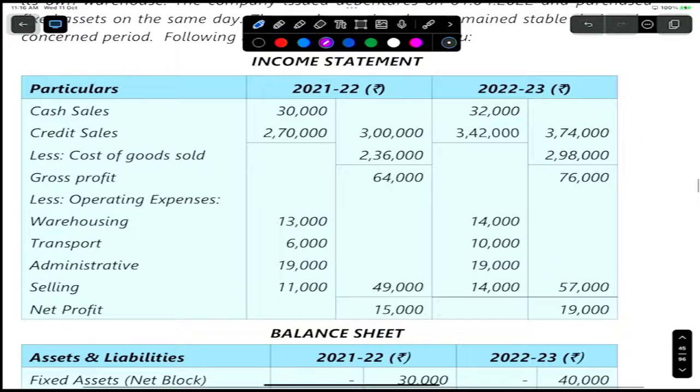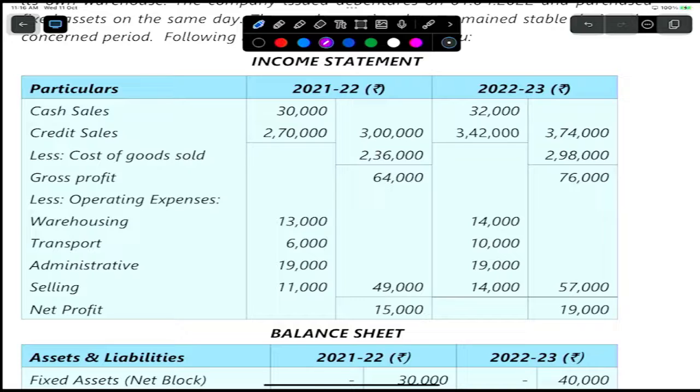Income statement. I told you the income statement. See there, first they have given 2 years of information. What I told you, intra-firm comparison. What do you mean by intra-firm comparison? Comparing our past with our present. Same question: intra-firm comparison. 21-22, 22-23, you have to compare the performance.